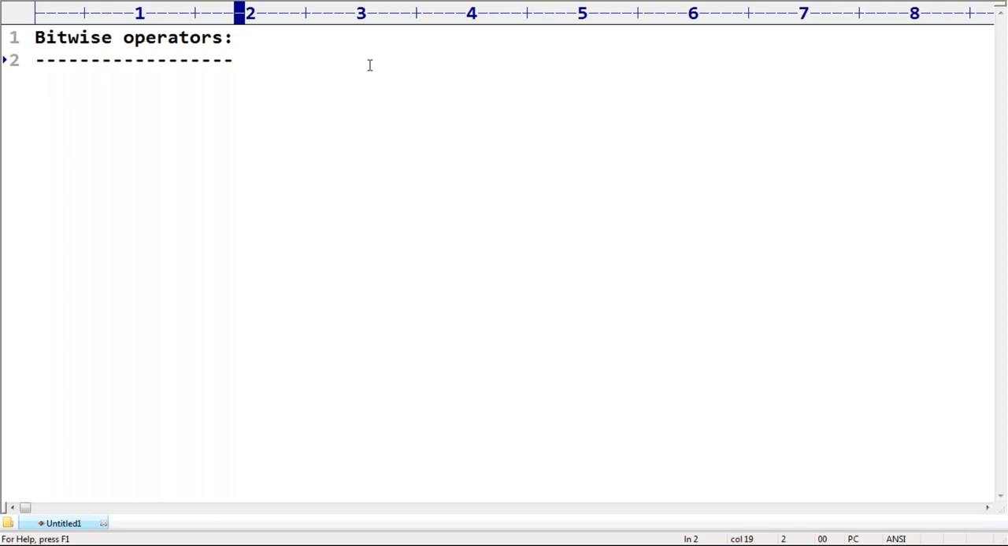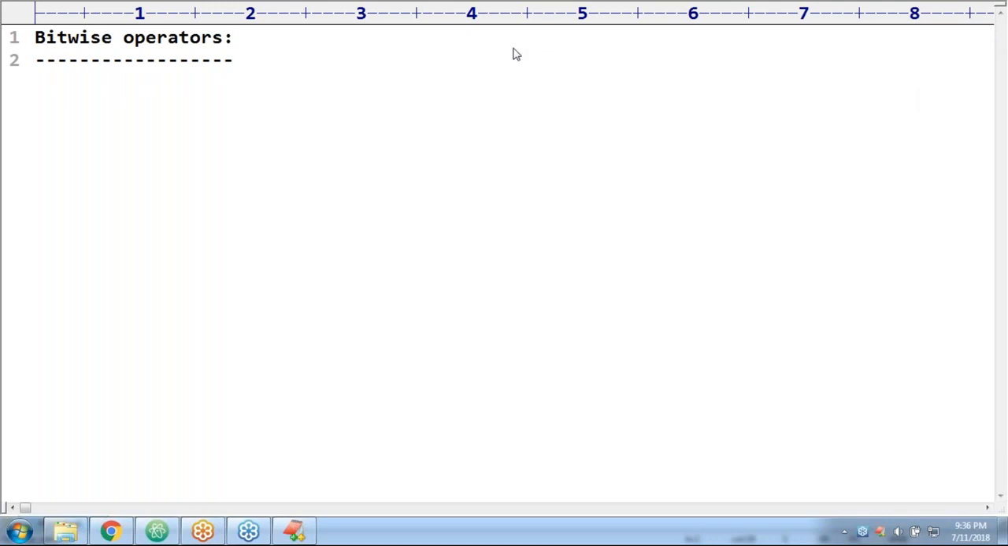Why the word bitwise? Can anyone tell? Bit by bit. We are going to perform the operations bit by bit. These operators are by default considered bitwise operators. Where we can apply them, that part we are going to talk about. It is always going to apply bit by bit. That's why they are considered bitwise operators. Remember.